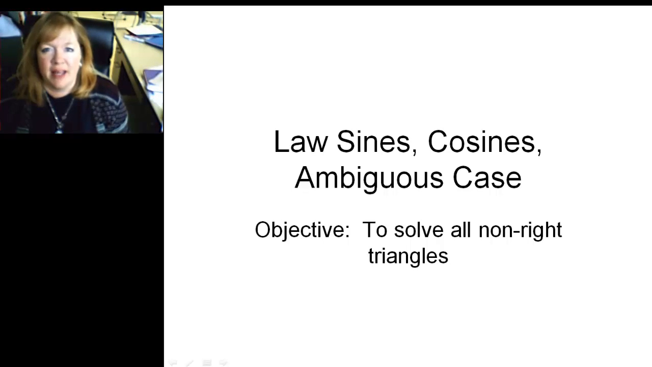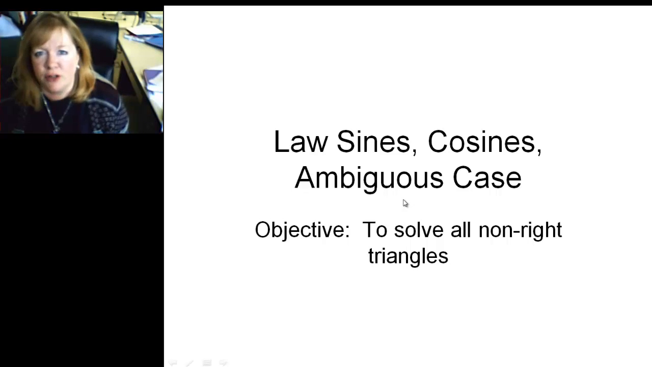We are at the end of our Law of Sines unit and solving triangles. And these are oblique triangles, any non-right triangle. And today we're going to talk about the ambiguous case. Ambiguous means unclear, and that can be something where you could have two possibilities for our triangles.